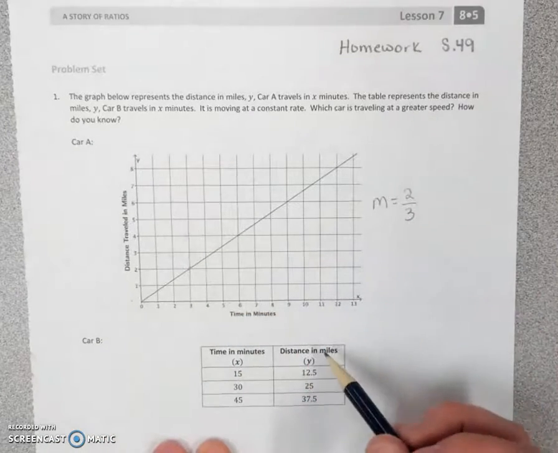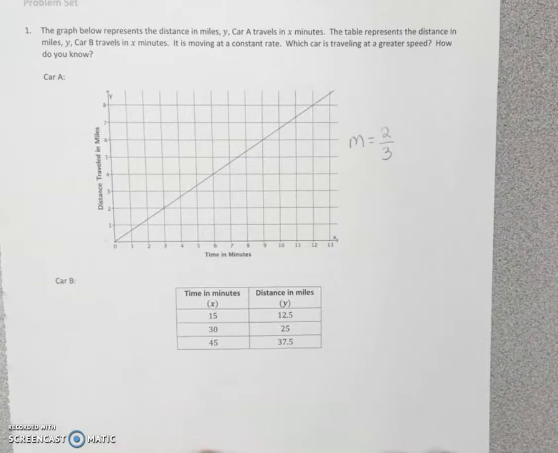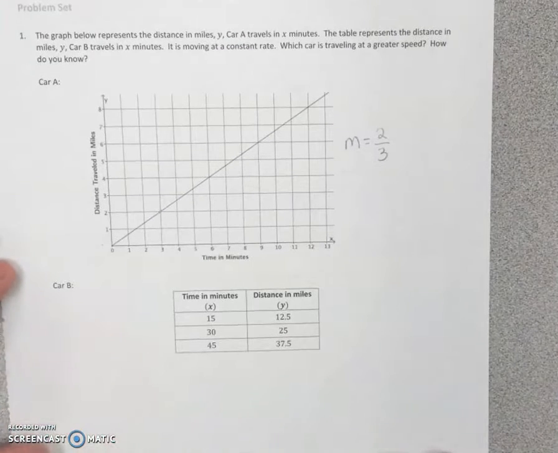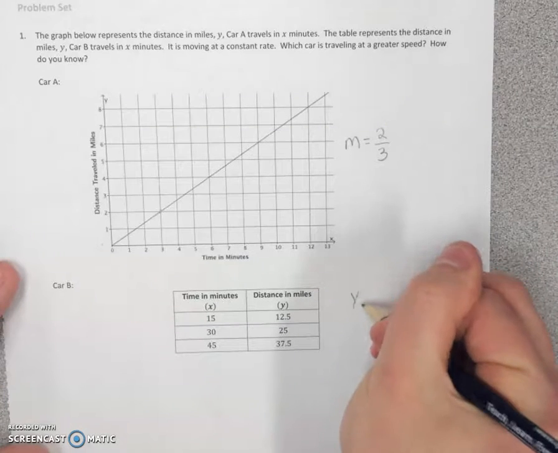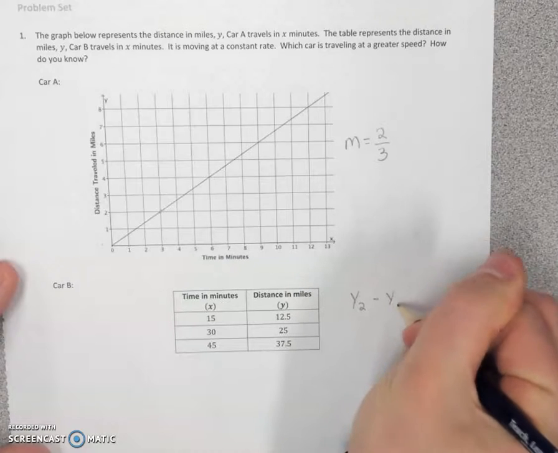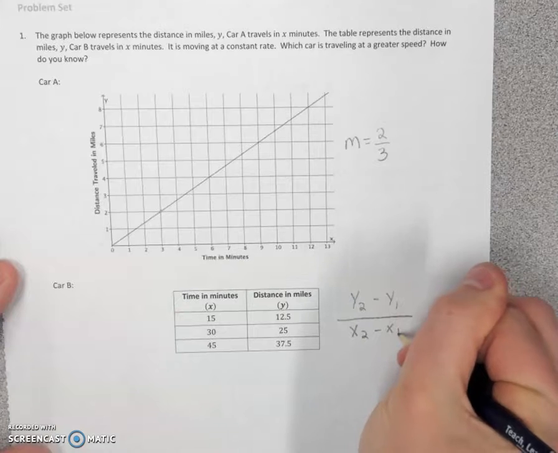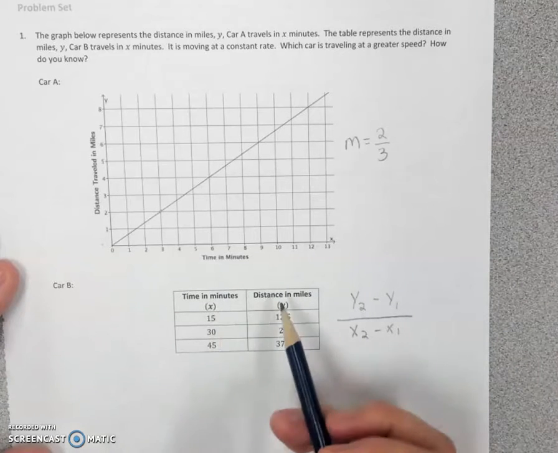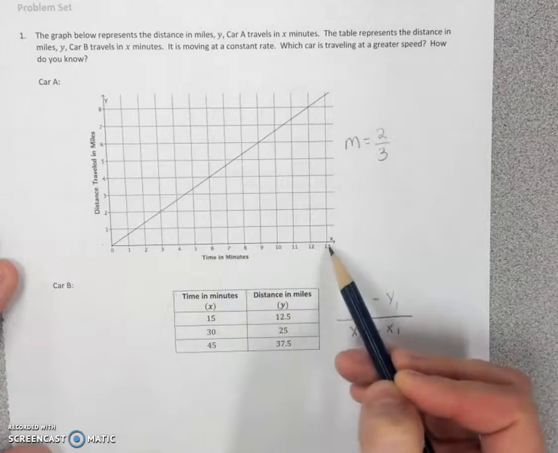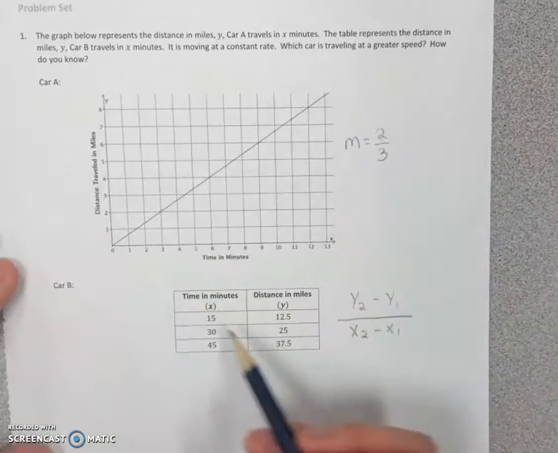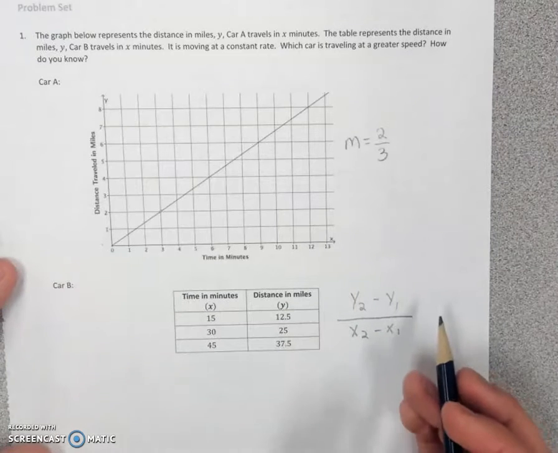So I need to determine my slope for car B. That's going to be a little more tricky because I don't just have a graph where I can count out the points, but I do have a table. And we can use that handy-dandy formula that we've been using to find slope, which is y2 minus y1 over x2 minus x1. So it tells you right here, these are your x's, these are your y's. If we were to plot this, you would start at 15 and then go up to 12.5, x and y. You would look at the x-axis and then the y-axis. So let's plug in some points and see what we got here.